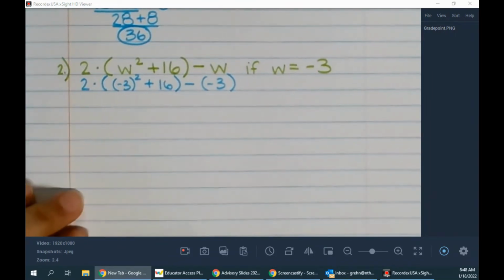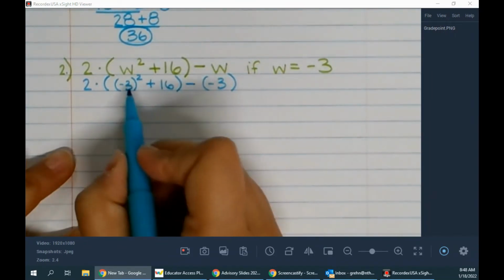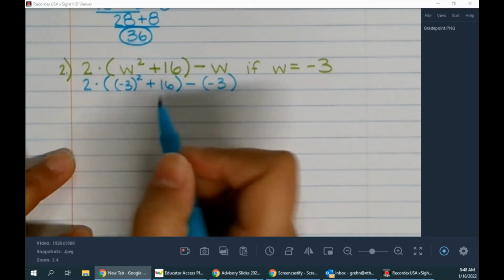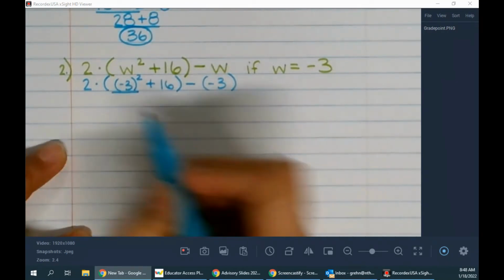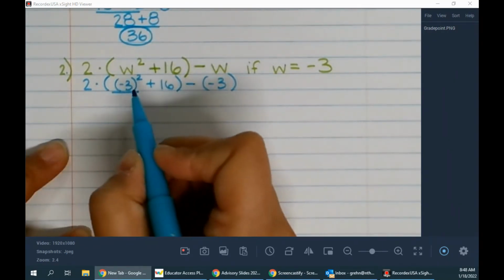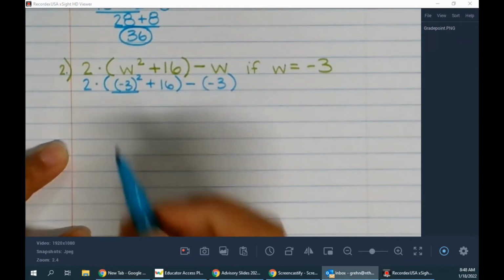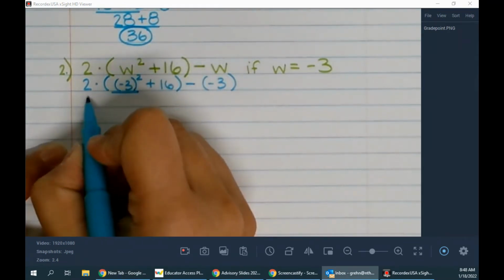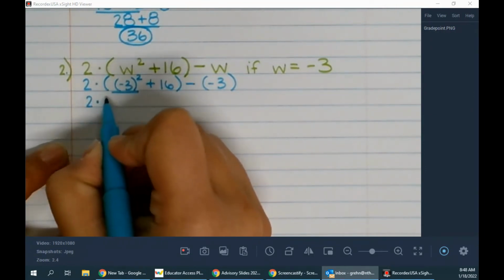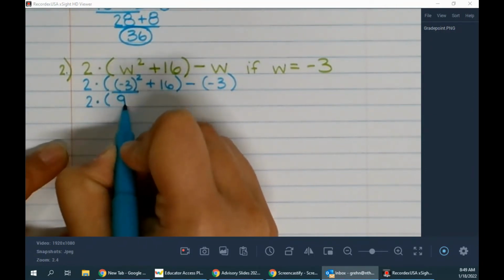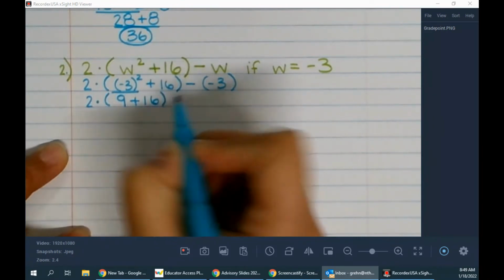So you see in this problem we have grouping symbols, and in the grouping symbols I have an exponent and addition. So exponents come first. Negative 3 squared is the same as negative 3 times negative 3. So I'm going to multiply that out. Since a negative times a negative is a positive, that would be 9. So now I have 2 times the quantity 9 plus 16, closed quantity, minus negative 3.